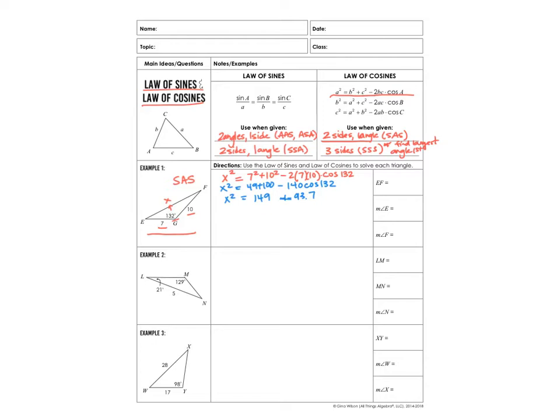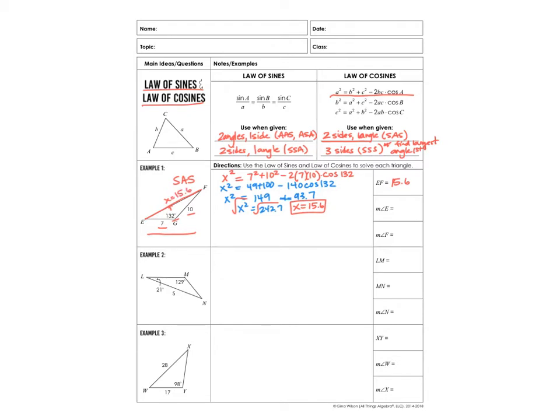So I'm going to add these: 149 plus 93.7 gives me 242.7. And then to get the x by itself, I take the square root. So it's 15.6. Now that is what we found was EF. So now I'm going to write in 15.6 here.